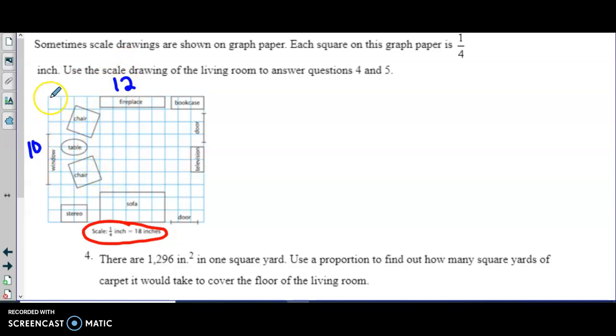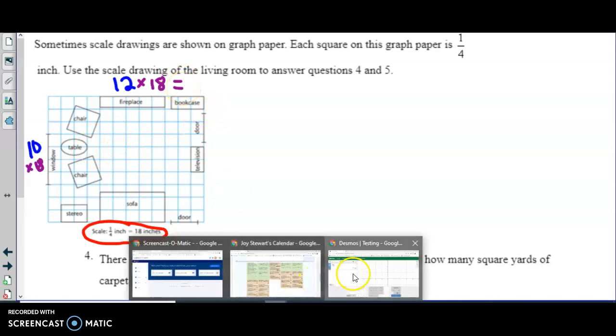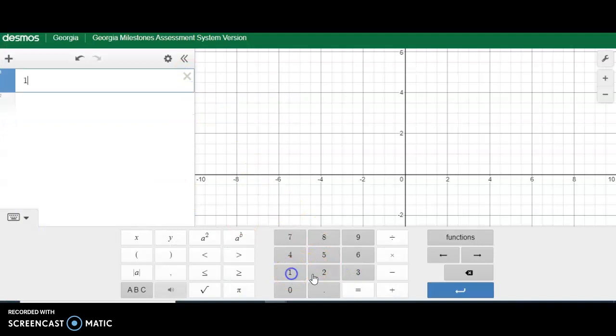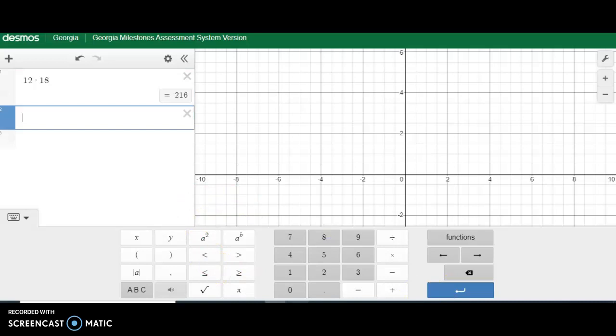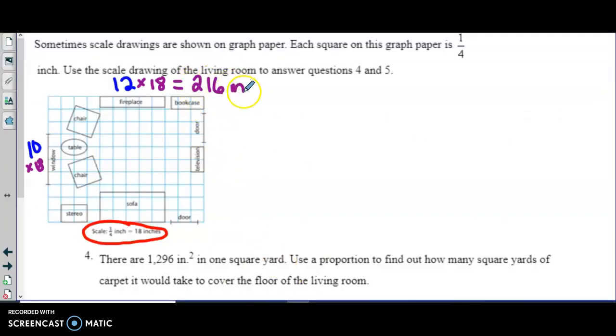But remember, each one of these 1/4 inch blocks is equal to 18 inches in the real world. So if I wanted to know the real world dimensions of this room, I would have to take my 12 blocks and multiply it by 18 to figure out the size of the real room. So let's do that in our calculator. 12 times 18, so it's 216 inches by, and then let's do 10 times 18, which is 180.